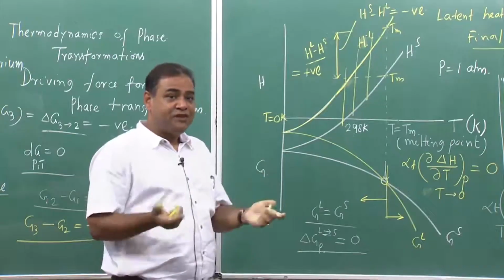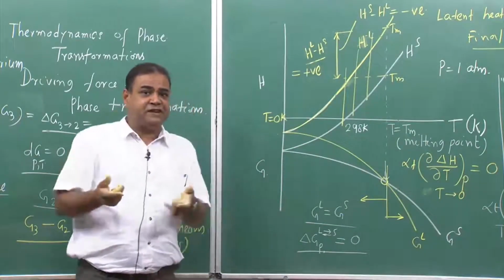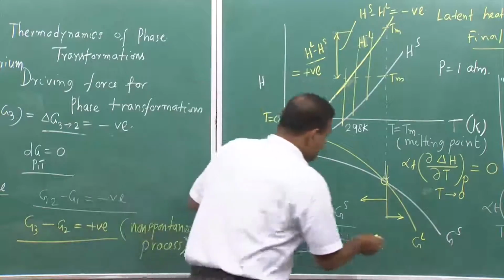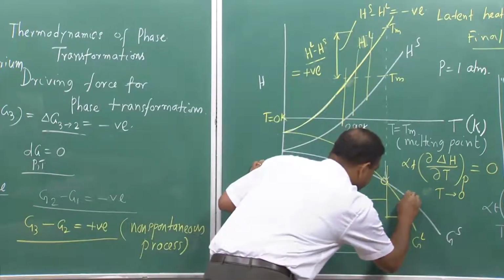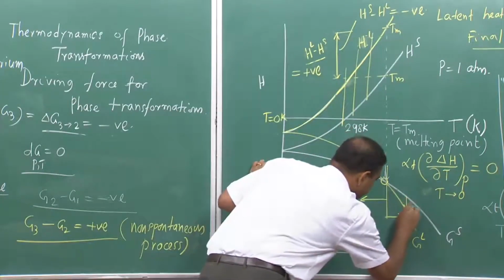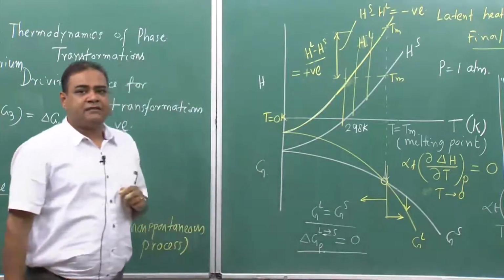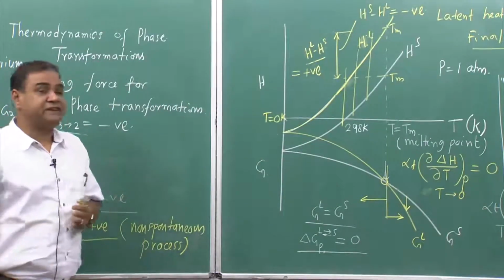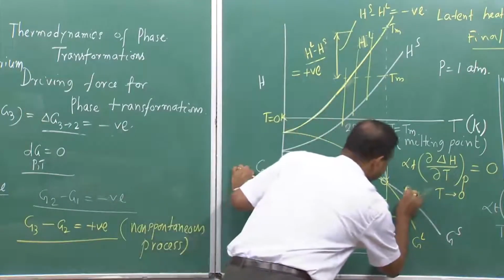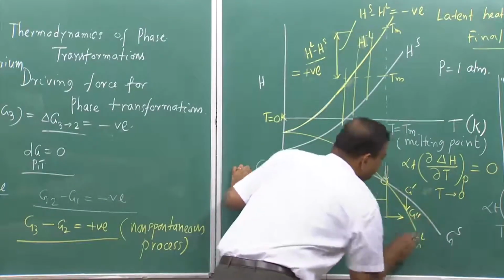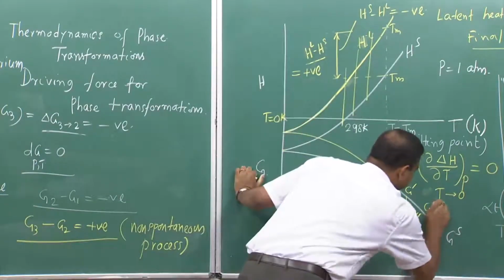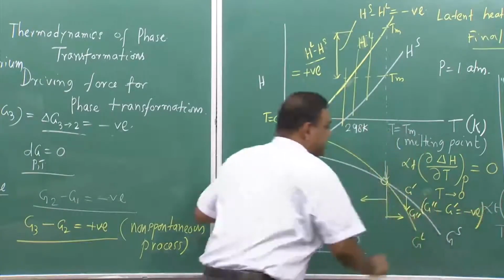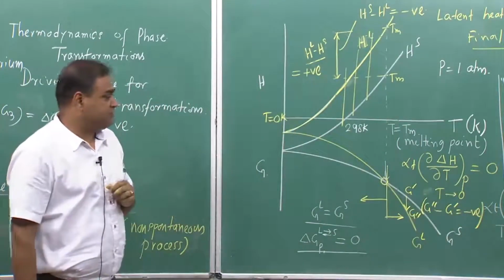That means the change in free energy would go negative. If I see that this way the free energy goes negative, that means the change in free energy, this is G prime and this is G double prime. So, G double prime minus G prime is a negative quantity. So, that means this is a spontaneous process.